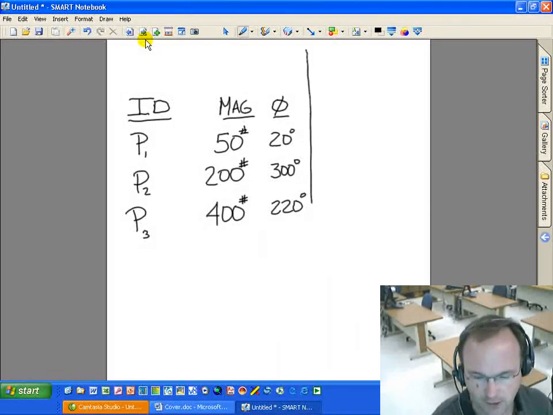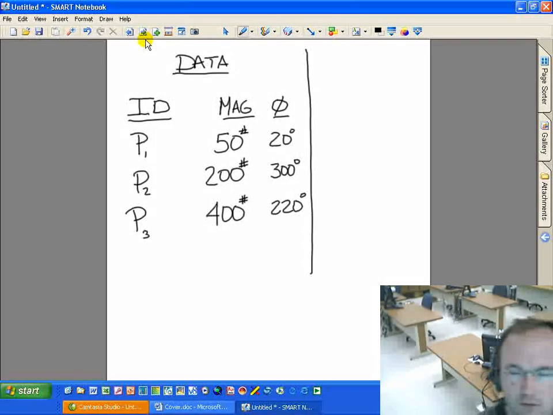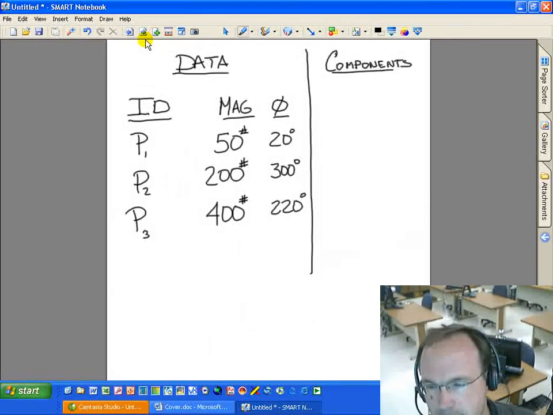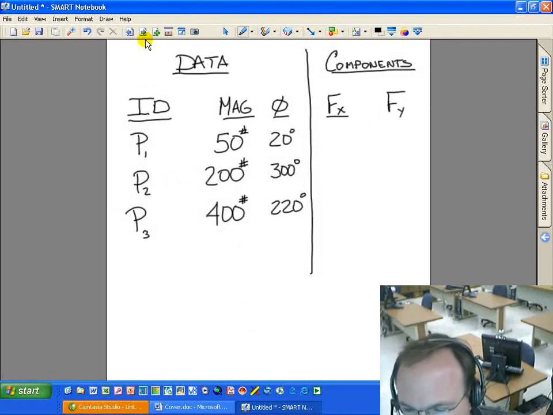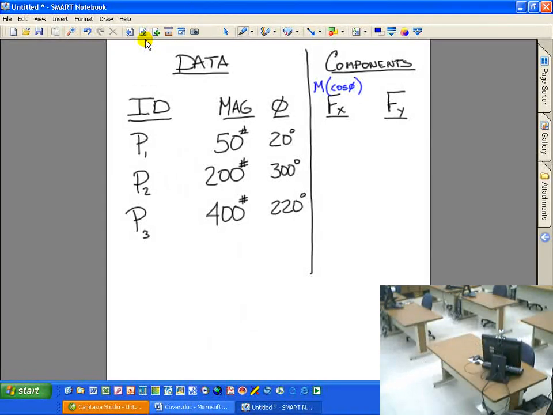Once this is all your data, so this is your data fields, then you have your components, Fx and Fy. The equation for Fx is the magnitude times the cosine of theta. Fy is the magnitude times the sine of theta.